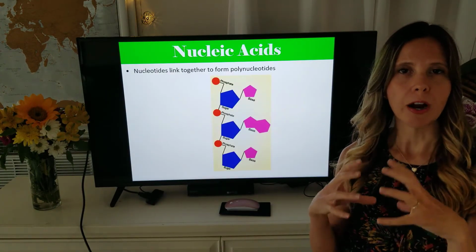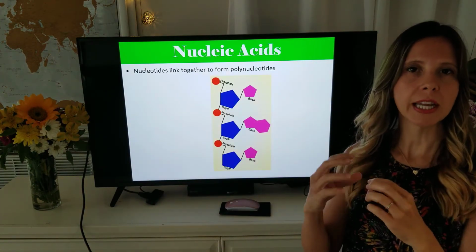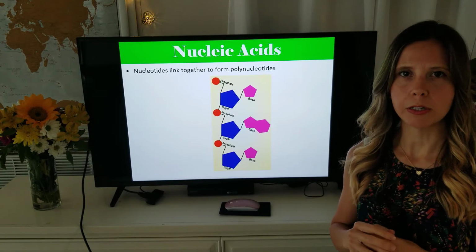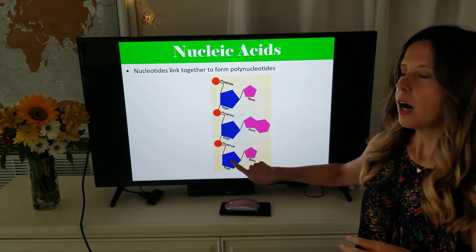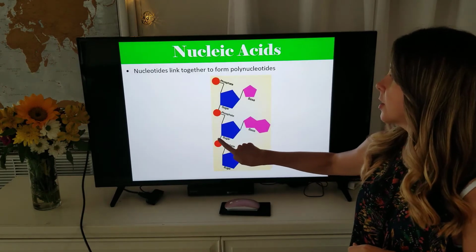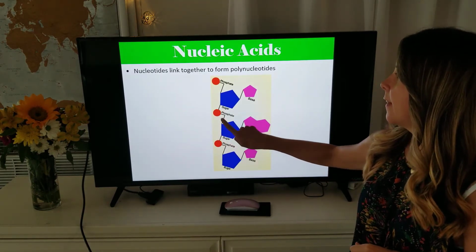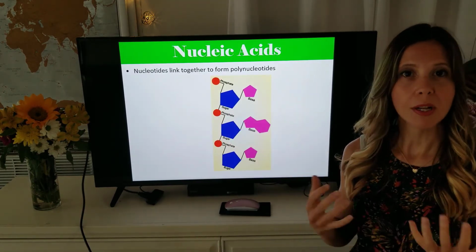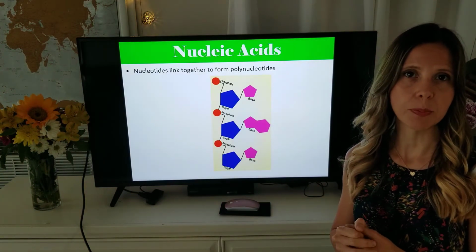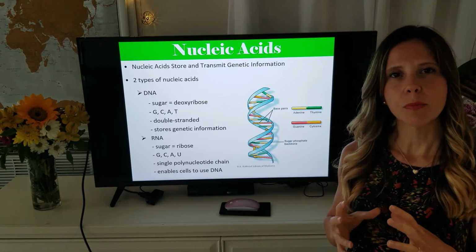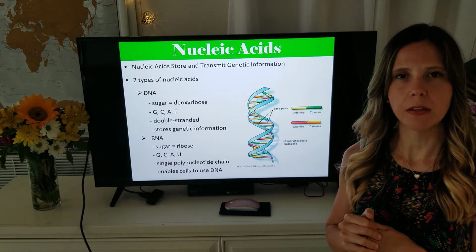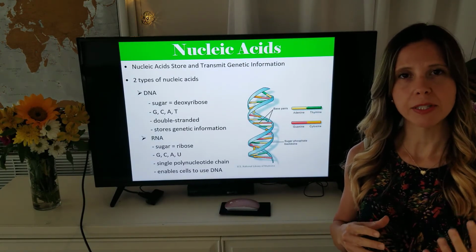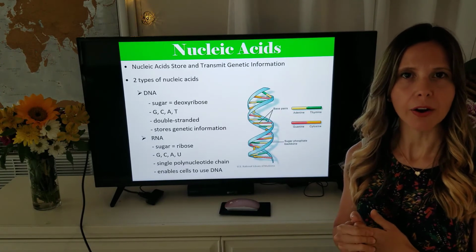Our monomers, or our nucleotides, are going to connect to one another to form a polynucleotide chain. And this connection is going to be between the phosphate of one nucleotide and the sugar of the next nucleotide in that polynucleotide chain. Once again, this is going to be a covalent bond. Nucleic acids are the molecules that are going to store and transmit genetic information within the cell. And we have 2 types. We have DNA and we have RNA.